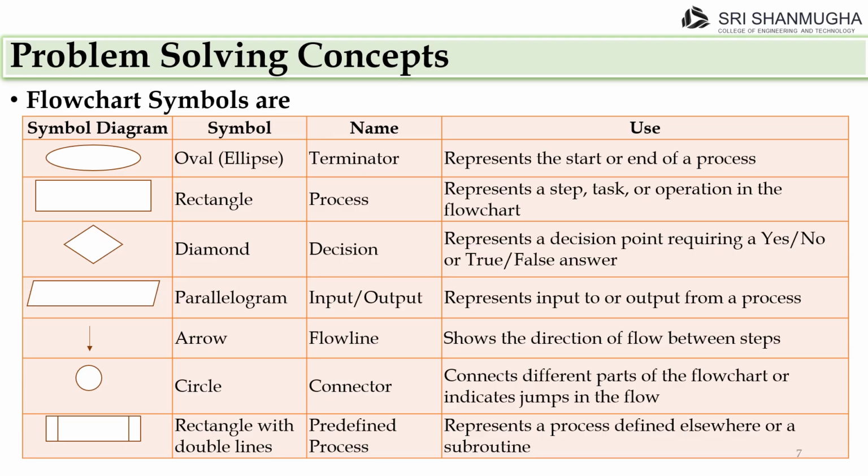In between, we are doing a process to perform a particular operation. This is used to give your steps, tasks, and operations. So when you are doing an addition operation, that is how you give the particular operation in this rectangle. Next is your diamond.